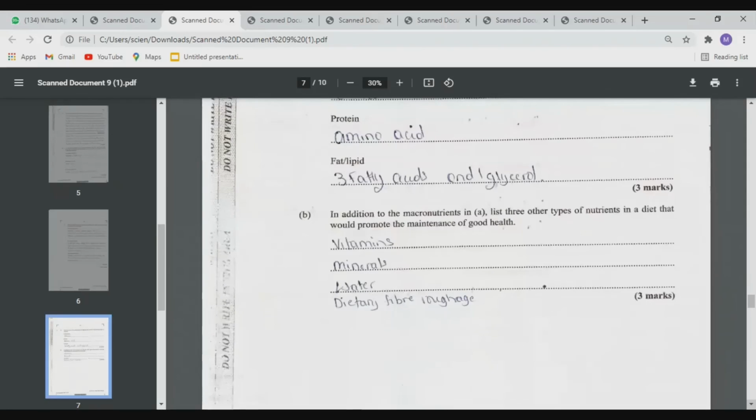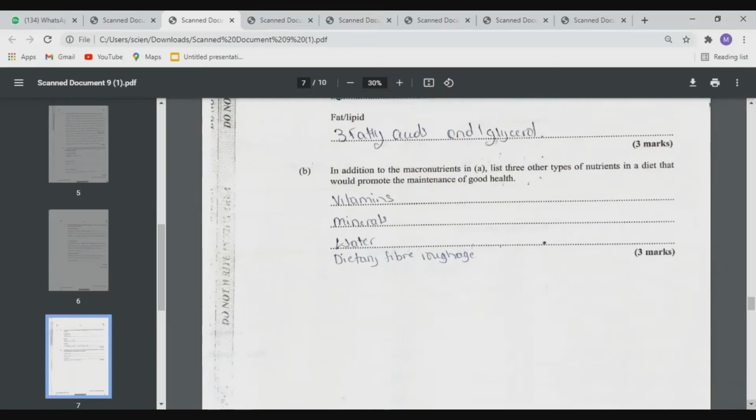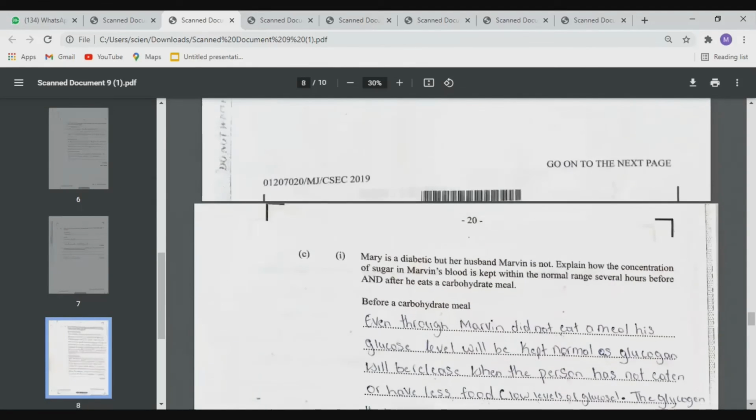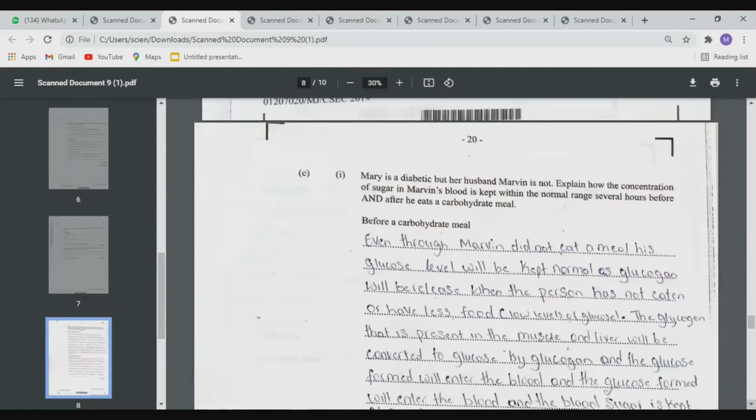6B, in addition to macronutrients in A, list 3 other types of nutrients in the diet that would promote the maintenance of good health. So I have vitamins, minerals, water, and also dietary fiber. You should be getting your marks if you have any of these 3. 6C, which is 6CI. So Mary is a diabetic, but her husband Marvin is not. Explain how the concentration of sugar in Marvin's blood is kept within the normal range several hours before and after he eats a carbohydrate meal.